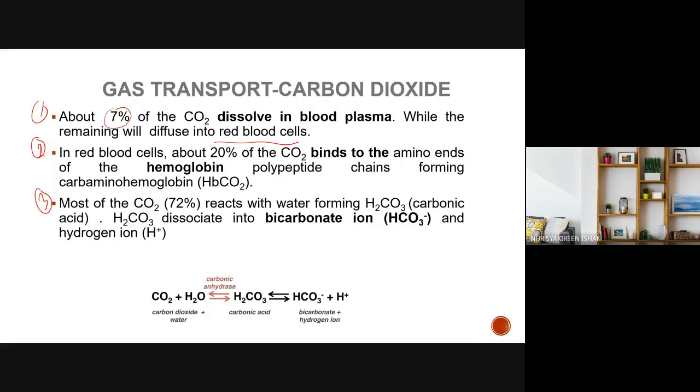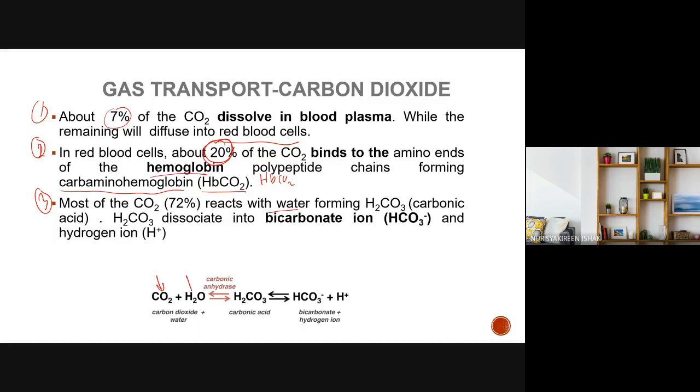So the remaining 20%, kan, kalau 20% akan bind kepada hemoglobin to form carbaminohemoglobin. So this is the formula HbCO2. Okay, so it binds with the polypeptide chain in the hemoglobin to form carbaminohemoglobin. And then most of the carbon dioxide 72% reacts with water, kan?